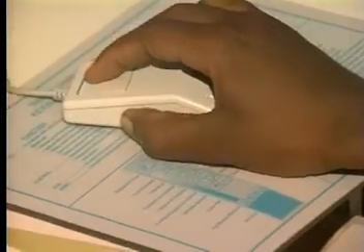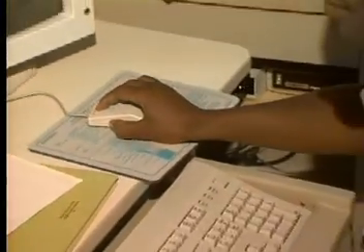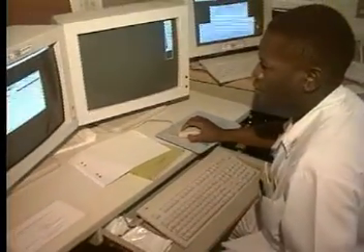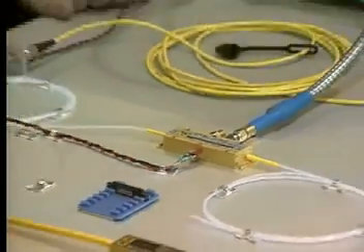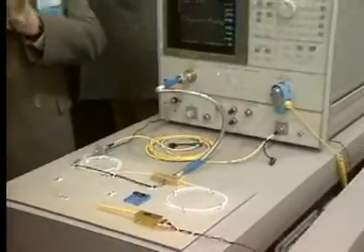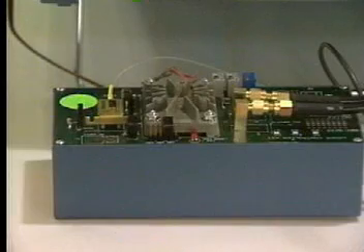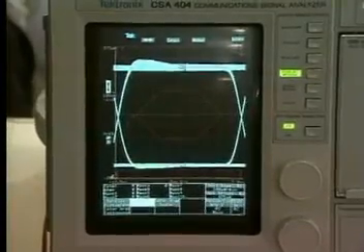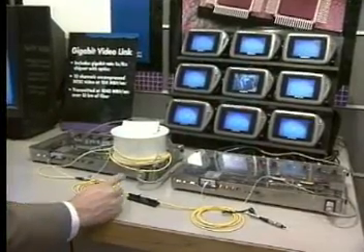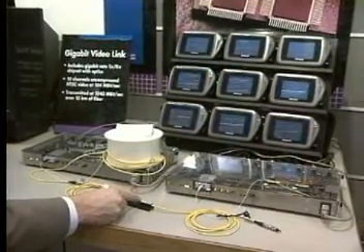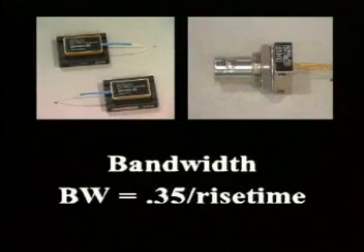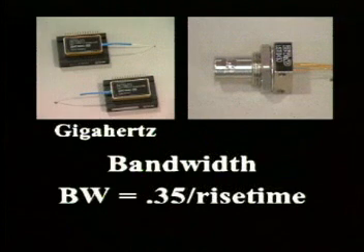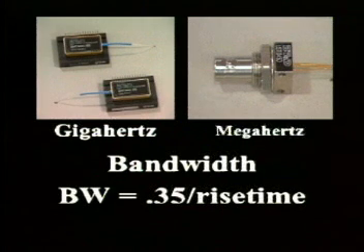Laser diodes inherently have high switching speeds, making them perfectly suited for the fast on-off pulsing of digital transmissions. The bandwidth that a given source can handle depends on the rise and fall times of the device. That is, how quickly the semiconductor will respond to on-off pulsing. Rise times are measured in nanoseconds. The bandwidth the source will handle can then be approximated by this equation. For laser diodes with rise times less than 1 nanosecond, bandwidth will be in the gigahertz. An LED with a rise time of several nanoseconds will have a bandwidth of only megahertz.